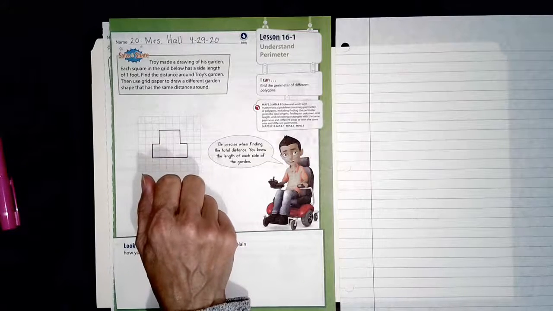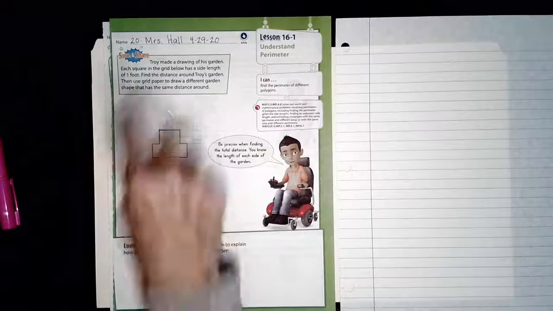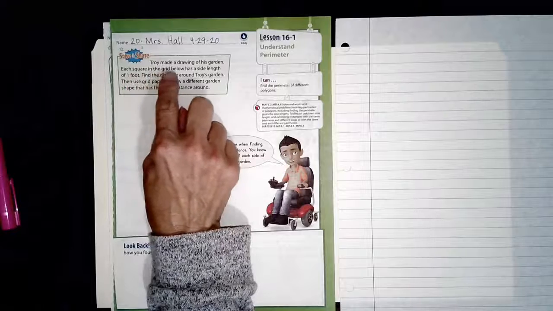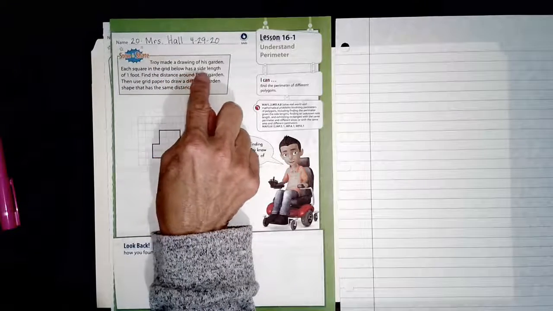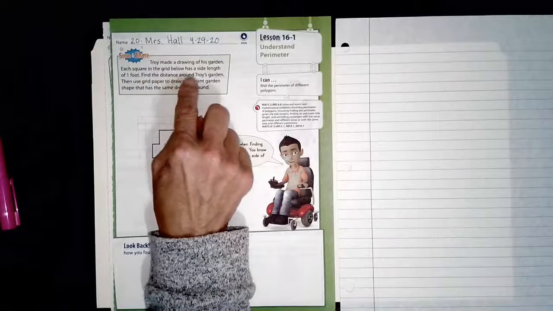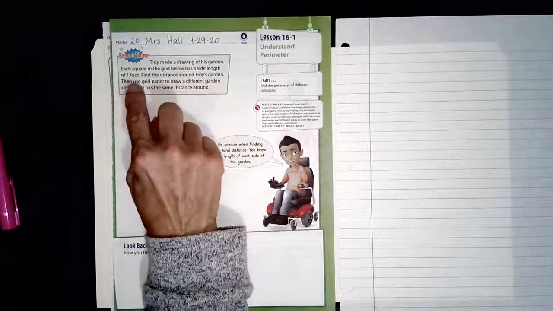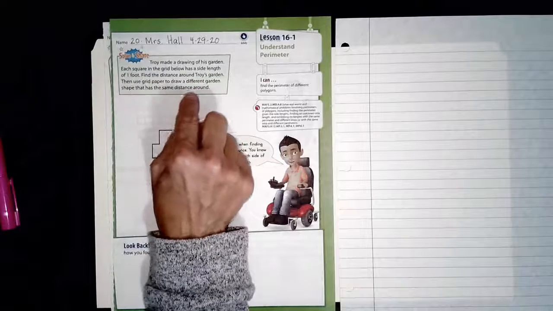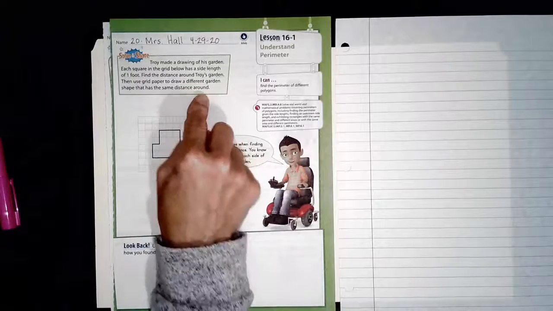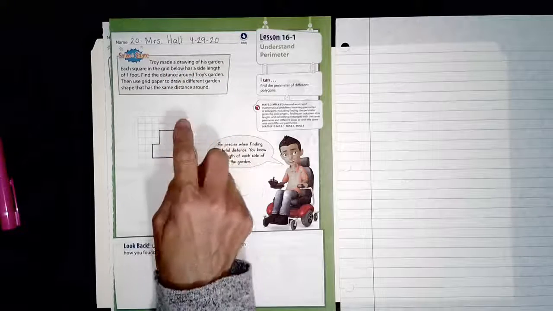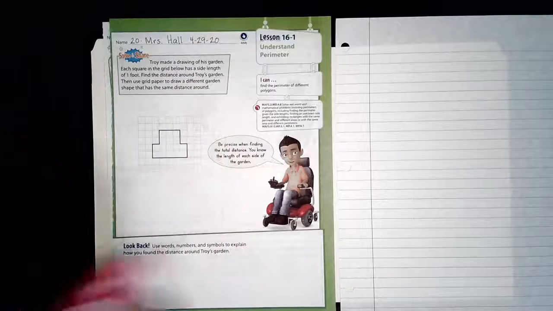So let's look at our problem at the top. Troy made a drawing of his garden. Each square in the grid below has a side length of 1 foot. Find the distance around Troy's garden. Then use grid paper to draw a different garden shape that has the same distance around. Right now we're going to focus on the first part of this problem, and we're going to find the distance around Troy's garden.